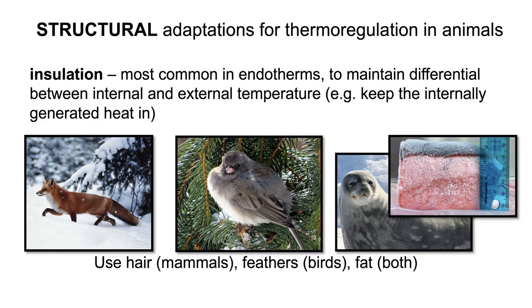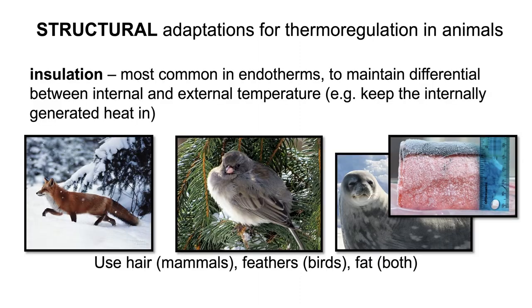The next type of adaptation that I want to talk about is structural adaptations for thermoregulation. When we talk about structural adaptations, really what we're talking about are actual anatomical, morphological structures that animals have to deal with thermoregulation. A great example of this is insulation. This is most common in endothermic animals that need to maintain a constant internal temperature, as opposed to the ectotherms, which, although they do have an optimal temperature, can have a little bit more variation in their temperature.